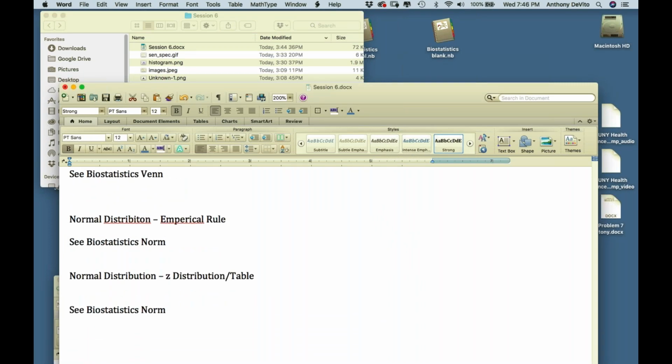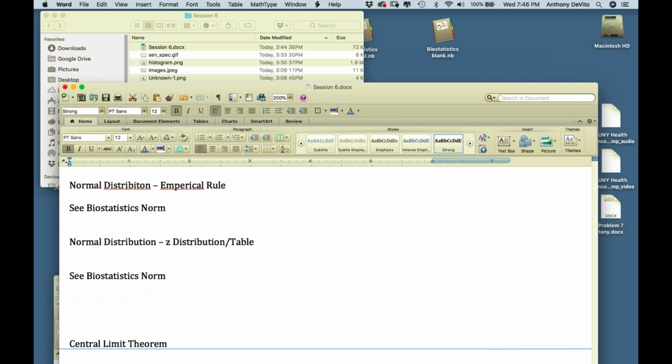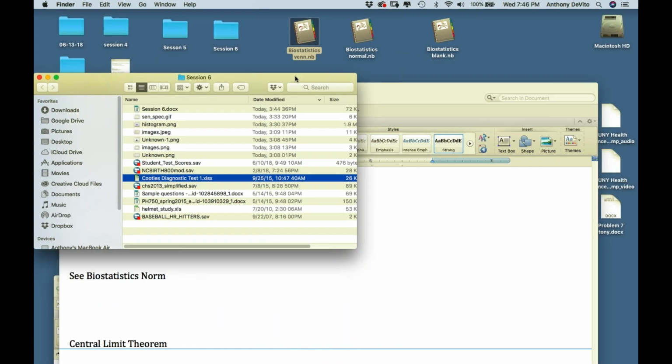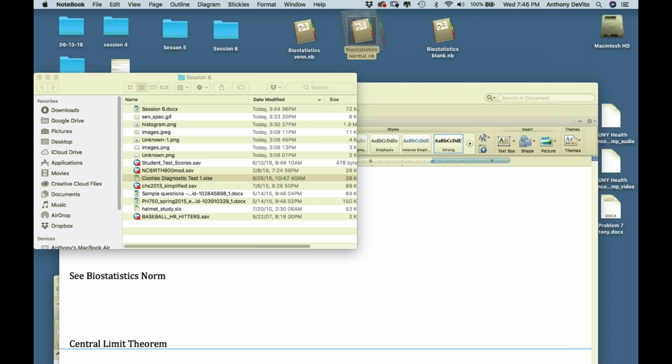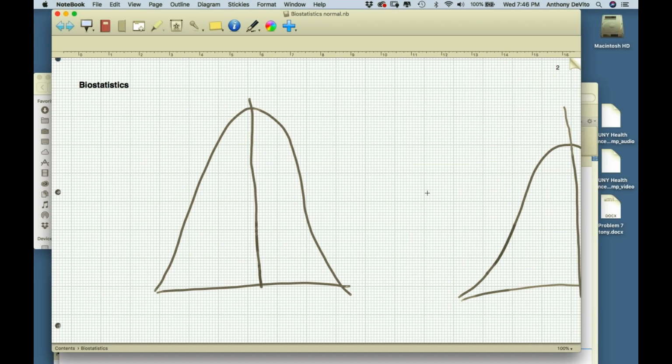Okay, now let's take a look at the normal distribution. There are a couple of ways that we looked at it. First of all, the normal distribution has certain properties that we were interested in. What are those properties? Well, number one, it's symmetrical. The mean represents the middle, and the mean and the median are equal. We also looked at the empirical rule.